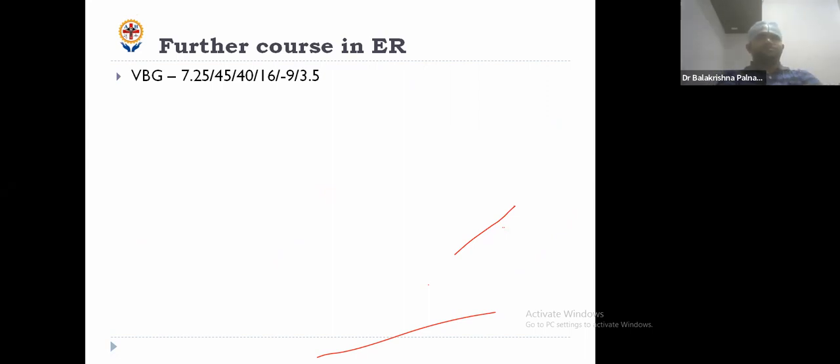So the BGP was done: pH of 7.25, PCO2 of 45, PO2 of 40, bicarb 16, base deficit of -9, lactate of 3.5. So can anyone read out for me what the blood gas is? The child is in shock, came to you with fever, cough, cold, and altered sensorium. So the child is definitely in decompensated shock. So you started a fluid bolus and you have taken a blood gas. This is the blood gas. Anyone to interpret this blood gas?